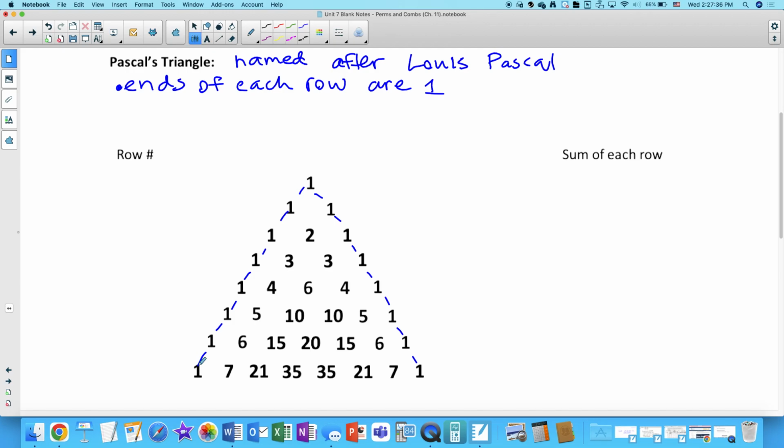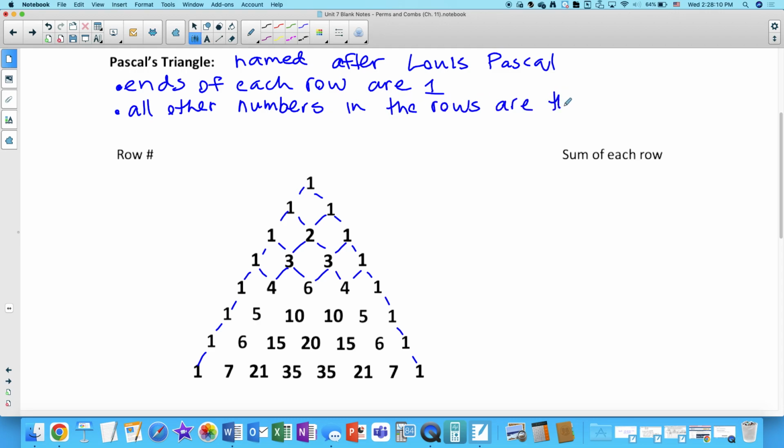How do you think we would get the 2? Yeah, add the 2 numbers that come above, right? If you want to get the 3, you do 1 plus 2. The next 3 is 2 plus 1. Okay, this guy is 1 plus 3. 3 plus 3 is 6. 3 plus 1 is 4, etc. Okay, so all other numbers in the rows are the sum of the 2 numbers above.